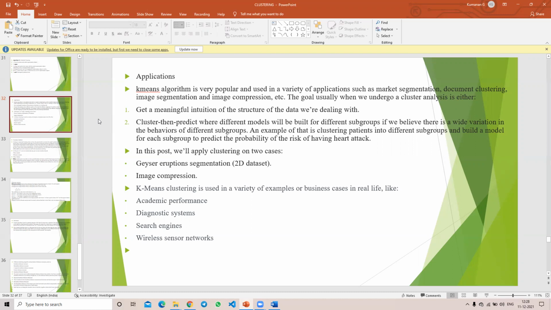In this post, we will apply clustering on two cases: geyser eruption segmentation on a 2D dataset, and image compression. Image compression is used in a variety of real-life business cases like academic performance, diagnostic systems, search engines, and wireless sensor networks.